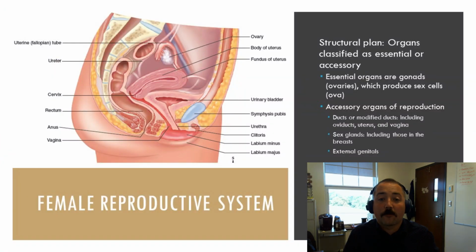Alright guys, part 2 for the reproductive system. This time we're going to talk about the reproductive system in females. So like males, females have reproductive cells called ovum. These cells are created in one of two almond-sized organs called the ovaries.